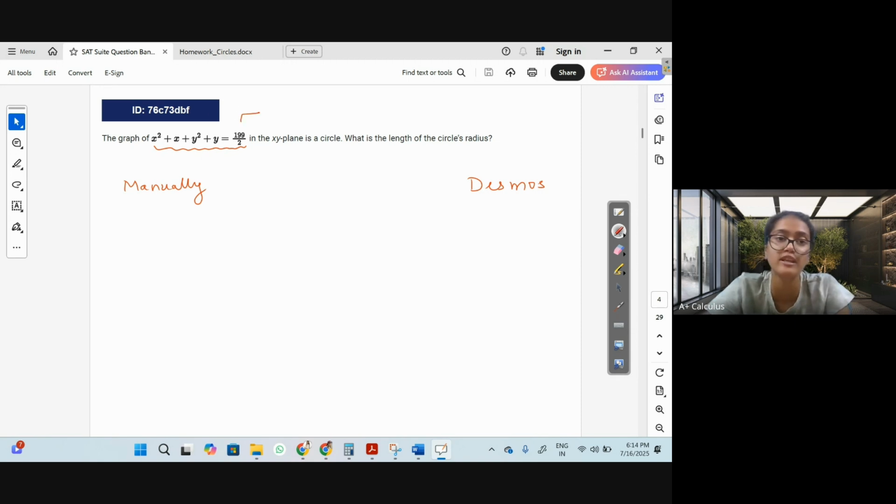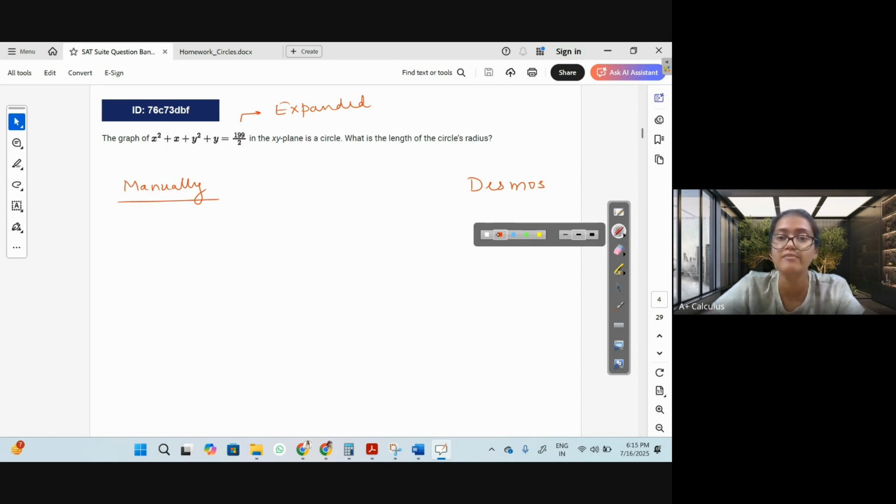First of all, this equation is in expanded form. It's not in standard form. Let me know in the comments if you don't know the difference between standard form and expanded form. Whenever you have an equation in expanded form, how do you find the center of the circle? You just look at the coefficients of the x term and the y term. The coefficient of the x term is 1, and the coefficient of the y term is also 1. To find the center, you just divide the coefficients by -2.